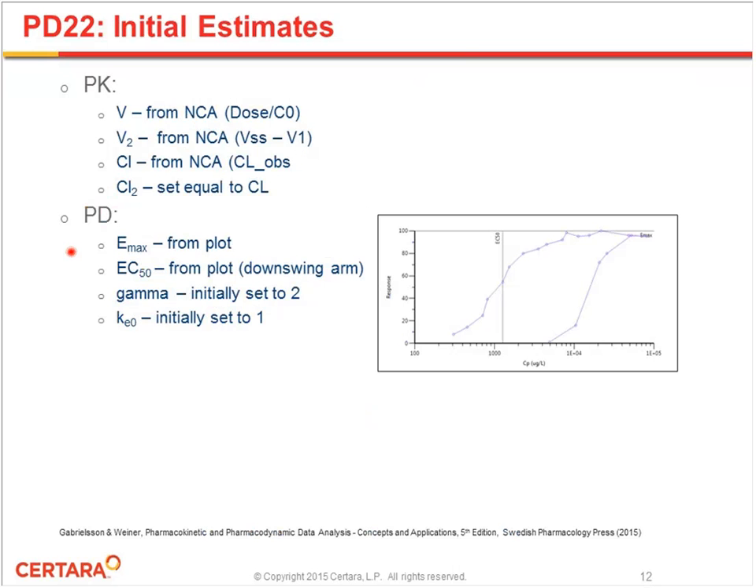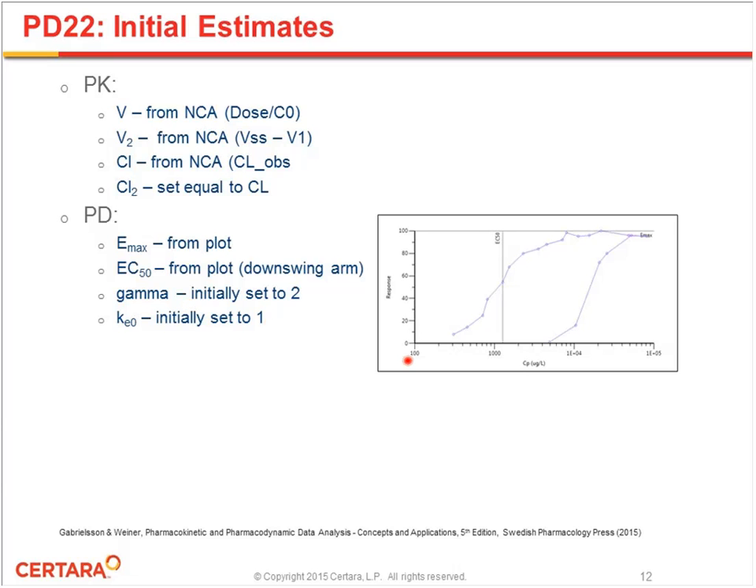For the Emax model, the first 2, Emax and EC50, you can easily get from the plot. And in this plot, we take it from the downswing arm because this is closer to equilibrium. So we can choose a value from here, maybe a little bit more than 1,000. For the Emax, we have responses between 0 and 100, so no baseline, so Emax shall be 100. For gamma and KE0, we just set initial values to 2 and 1.